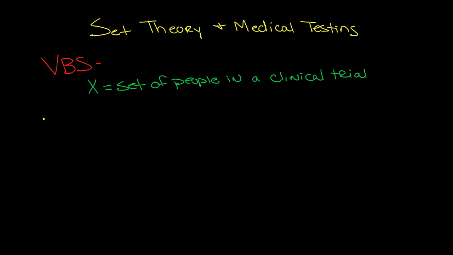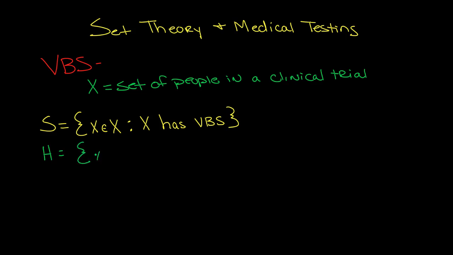Let's say that S is going to be equal to the set of people x in X such that x has VBS. So why are we using S? S somehow stands for sick. These are the set of people who genuinely have VBS. And let H, for healthy, stand for the set of x in X such that x does not have VBS.